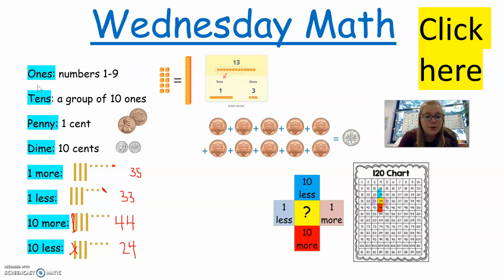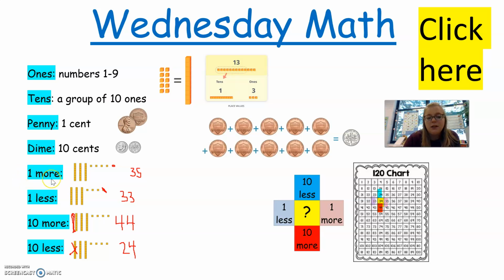So ones are numbers 1 through 9. Tens are a group of 10 ones. Pennies are worth 1 cent, so they're like a group of 1. So they're like just 1. And when you get 10 of them, you get a dime, which is a group of 10, okay? I want you to really practice with pennies and dimes in the next couple days. We're not going to really talk about that today, though, because that's not what we're doing.